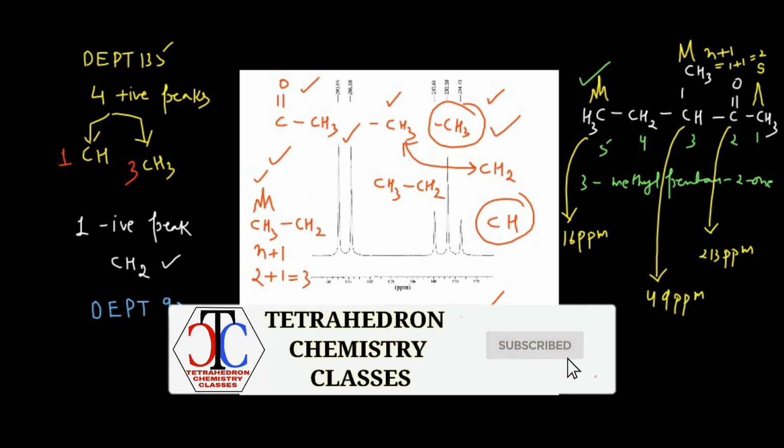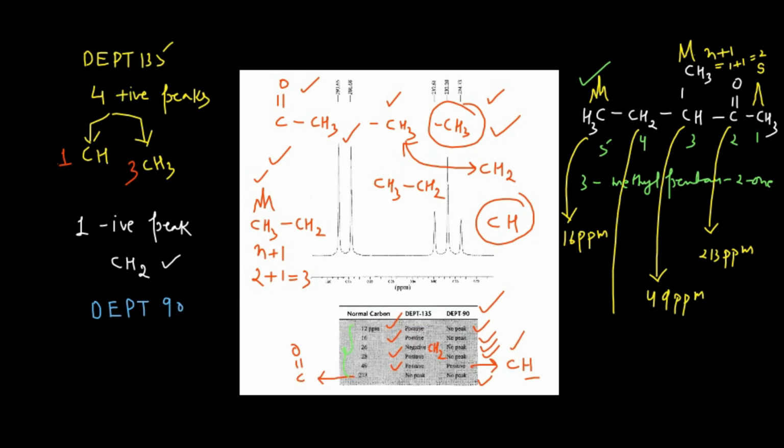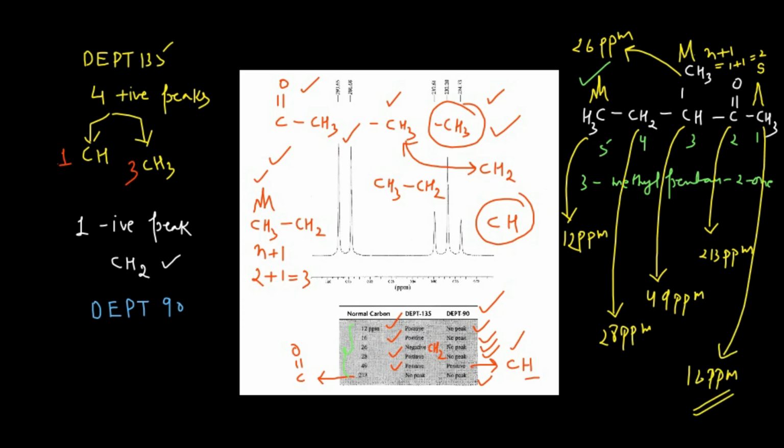And then this will resonate at 28 ppm. And then you have this particular one, which will resonate at 26 ppm. And finally, sorry, this one is not 16. This will resonate at 12 ppm, and this will resonate at 16 ppm. So this is how you can solve typical problems with the help of DEPT NMR data.